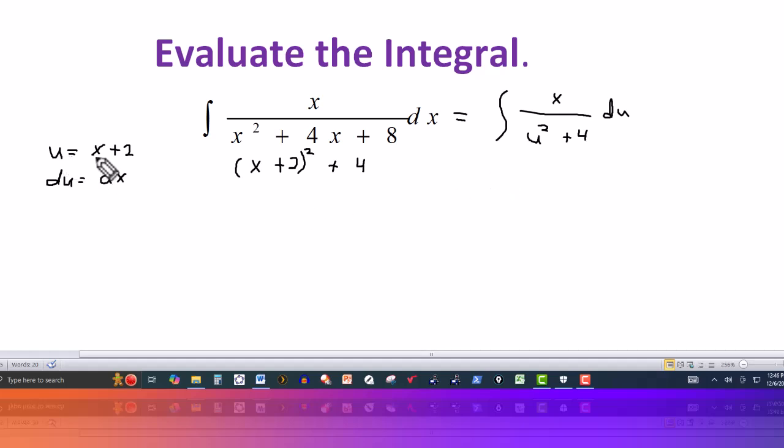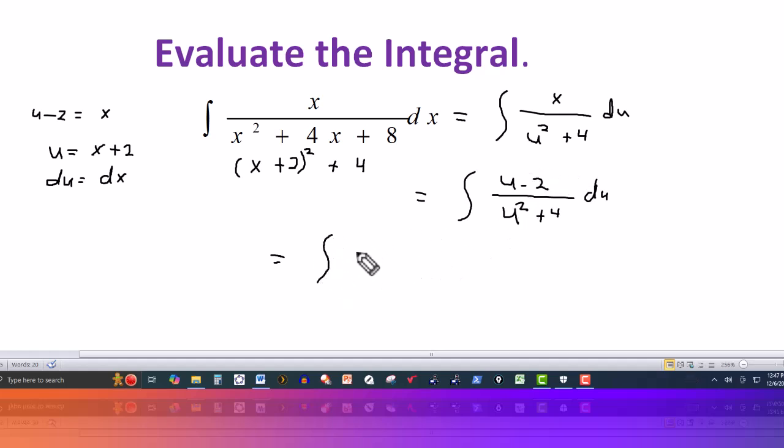So from this one right here, I can solve this for x. So x would equal u minus 2. So now we have this integral. The x is replaced by u minus 2. Still got the u squared plus 4 in the denominator. Again, I have a rational expression in terms of u, but the u squared plus 4 doesn't factor over real numbers.